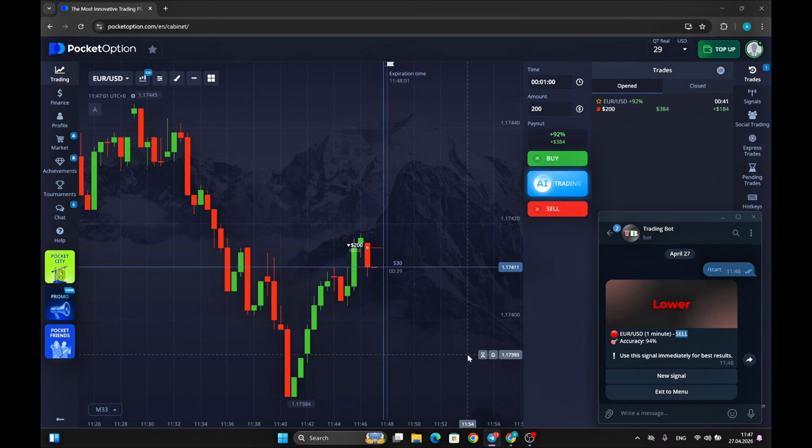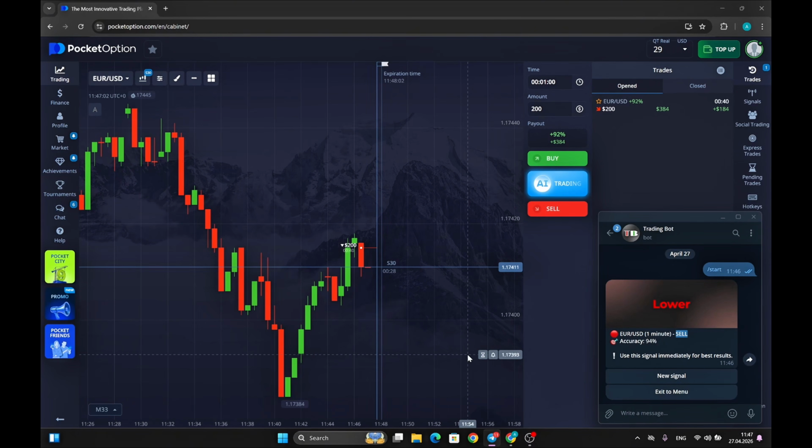One of the main components is technical analysis. The bot continuously monitors price charts and applies over 50 indicators such as moving averages, RSI, support and resistance levels, and other important technical indicators.